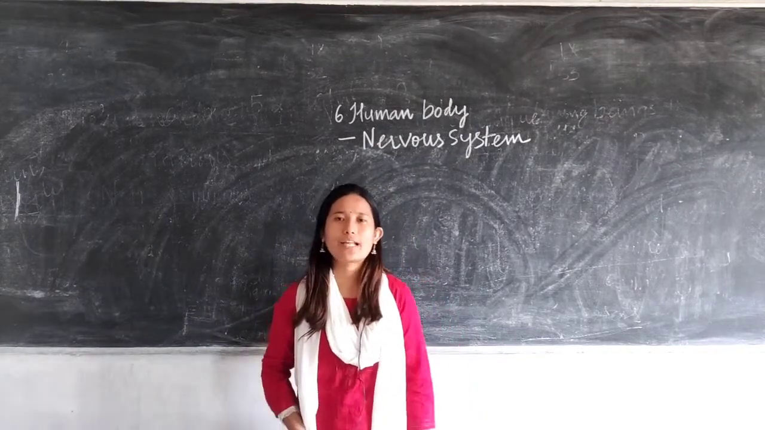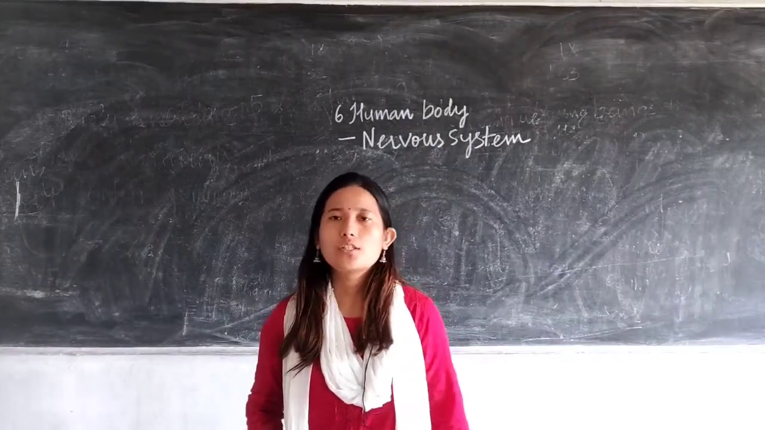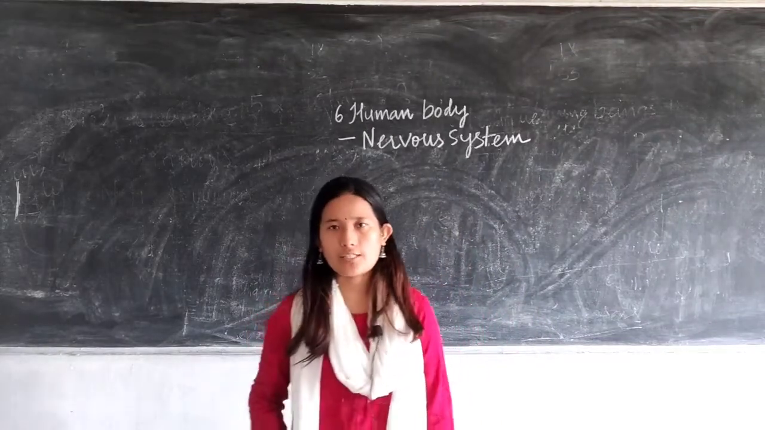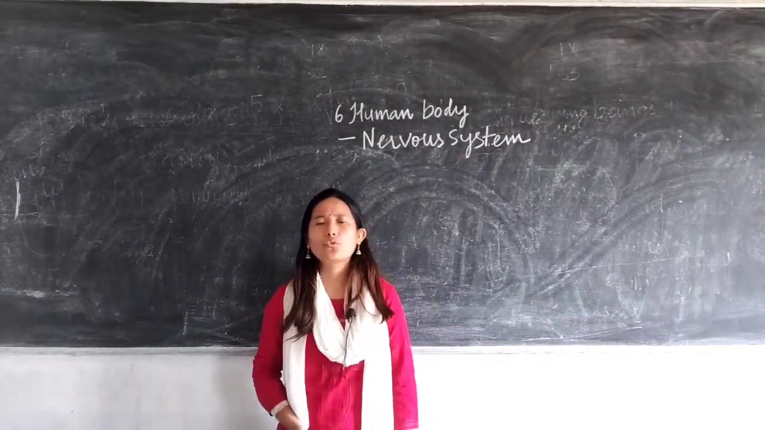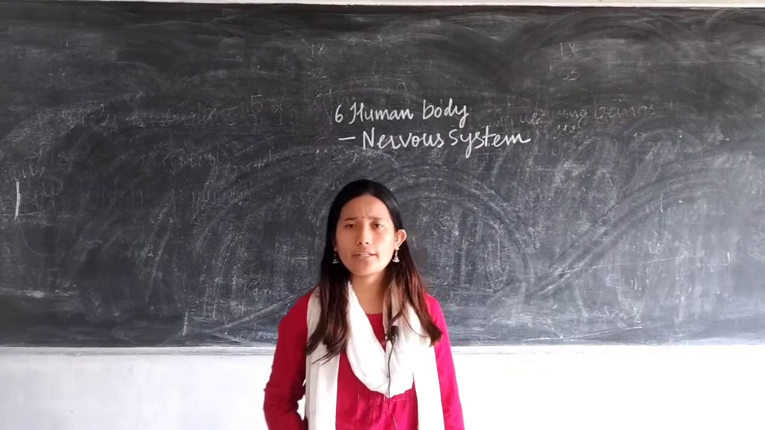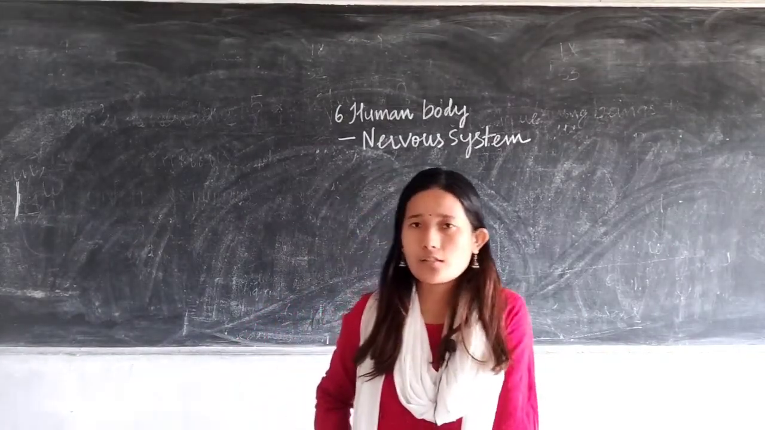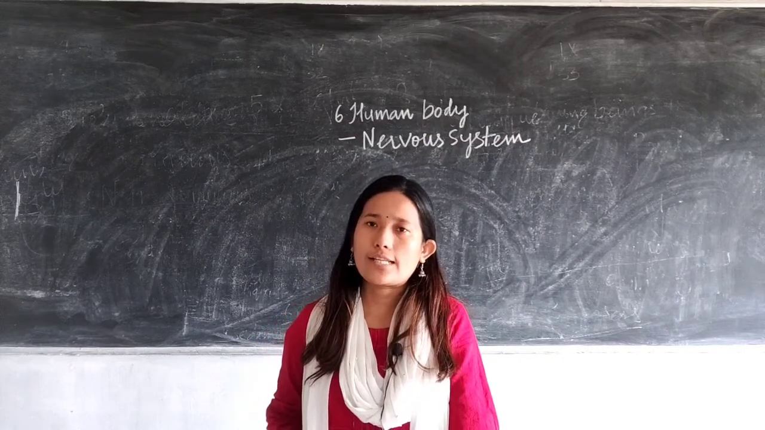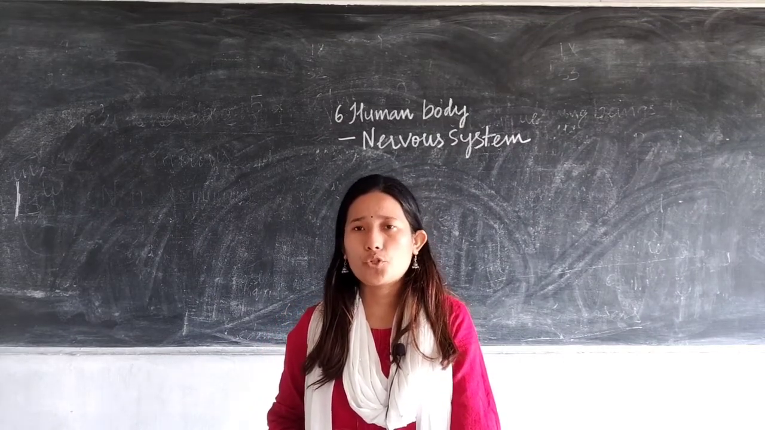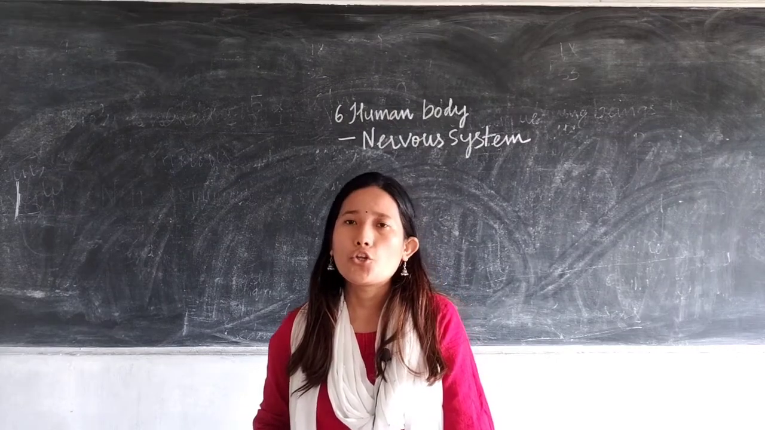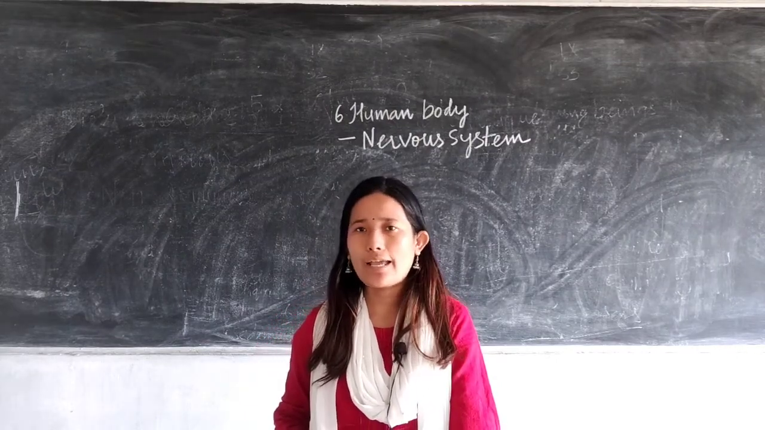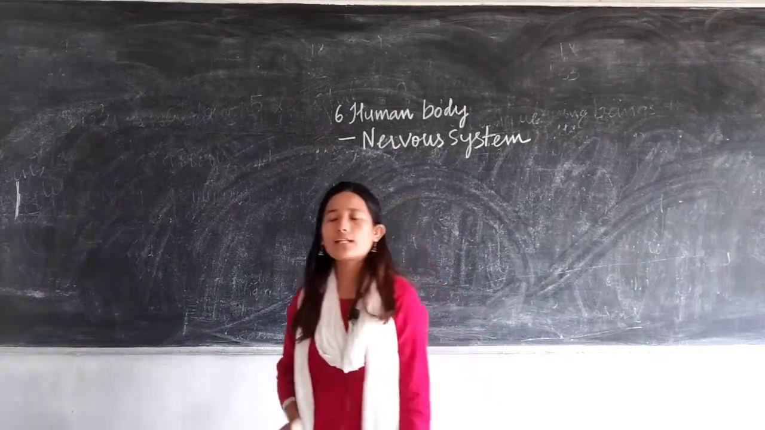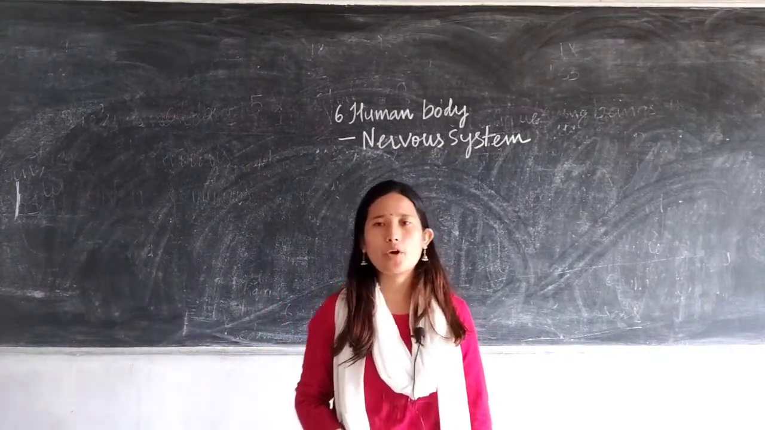So today we will be starting another chapter, that is chapter 6, Human Body Nervous System. I hope you know lots about the human body, right? Will you be able to name the different parts? I hope you can. Will you be able to tell me about the different processes that go on in a human body in order to keep us alive? I hope you can, right? So what are the different processes that go along in our body?